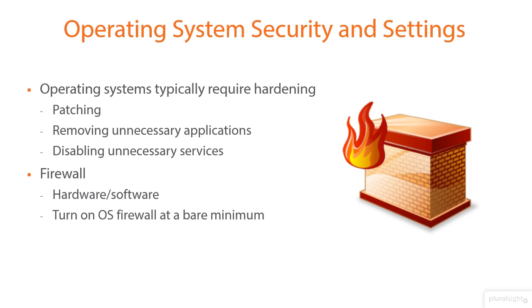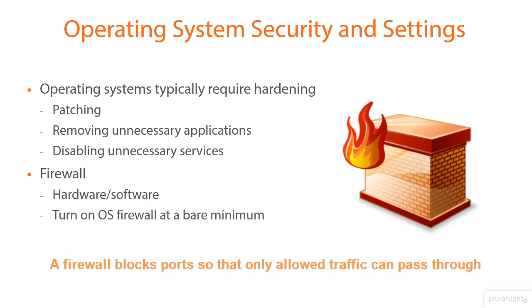And then a firewall. At a very bare minimum, we need to make sure that we turn on the OS firewall. All right, there are other firewalls that we can install that can be hardware-based or software-based, but we need to make sure that we turn these things on. What does a firewall do? A firewall is going to block ports, block incoming connections, and in some cases also block outgoing connections from our specific operating system, whether it's Mac, Linux, Windows.